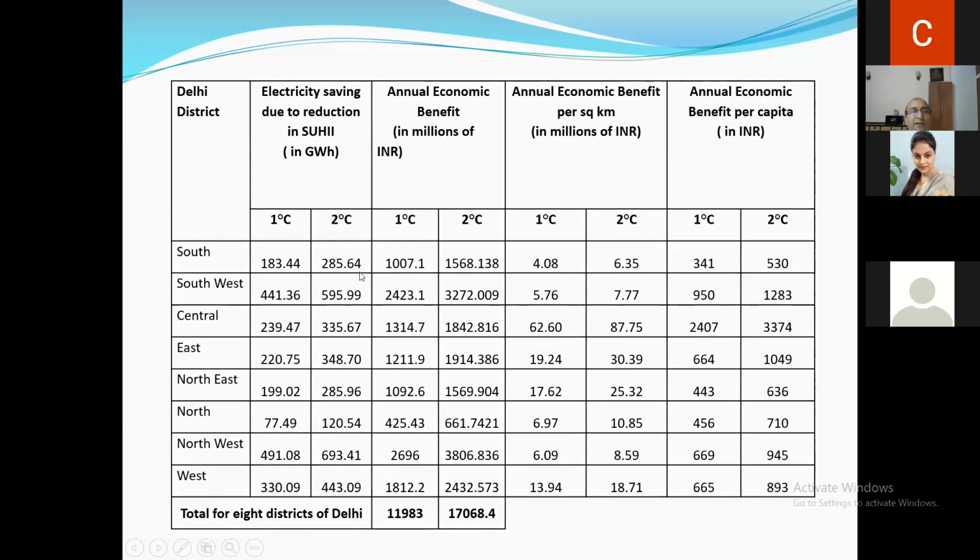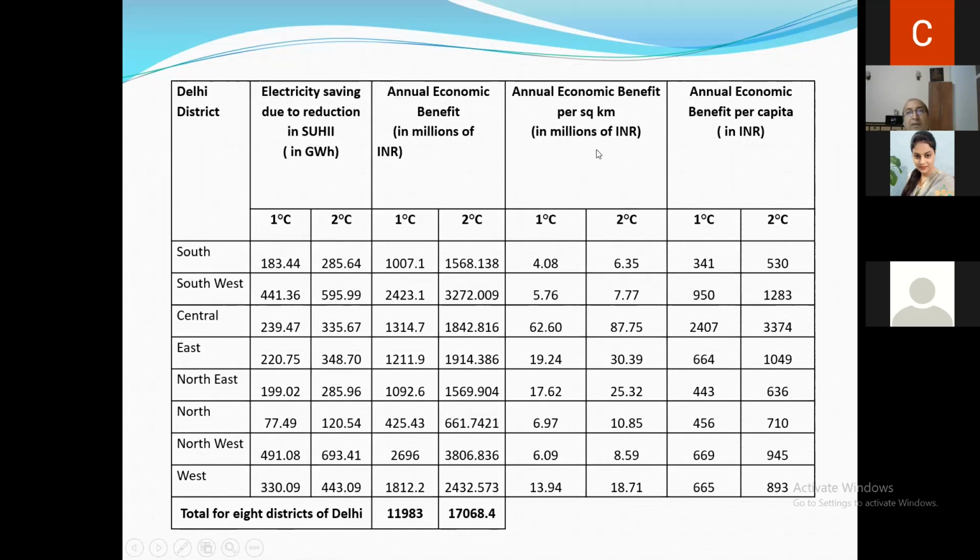So you see that the annual economic benefit for the entire city of Delhi works out to be somewhere around 1.19 billion. This is in millions of Indian rupees, 11,983 million rupees annually. This is the annual economic benefit. And if we employ the mitigation strategies and reduce the urban heat island intensity by 2 degrees Celsius, then our savings in terms of electricity would be equivalent to around 17,000 million rupees per annum.